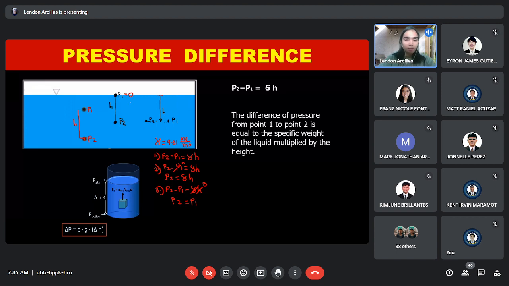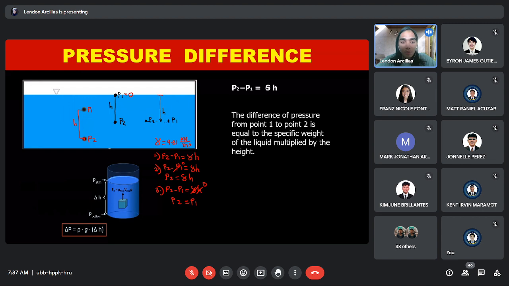So next is P2 minus P1 equal to the specific weight of the substance, since this is water, that is 9.81, times the difference of their height. So again, dalawang factor kung bakit nagkakaroon tayo ng value ng pressure: the specific weight of the substance and the height of their difference.